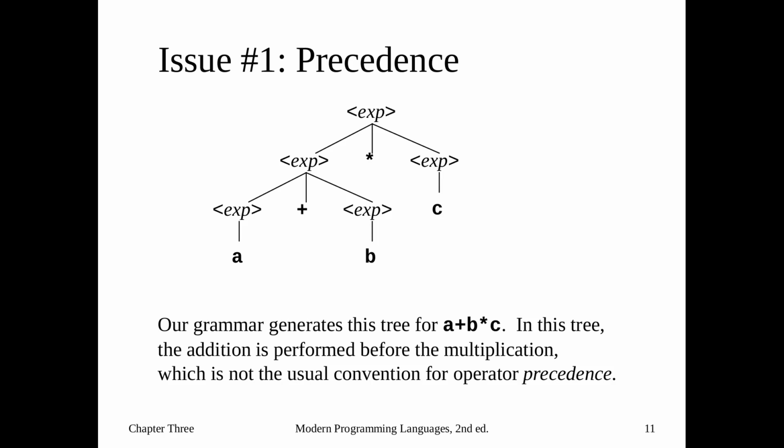And so this is contrary to the notion of how we typically think of precedence in mathematics. Typically in mathematics, we want to say that multiplication has a higher precedence than addition. So what actually should happen is the product of B times C should be added to A rather than the summation of A and B multiplied with C.